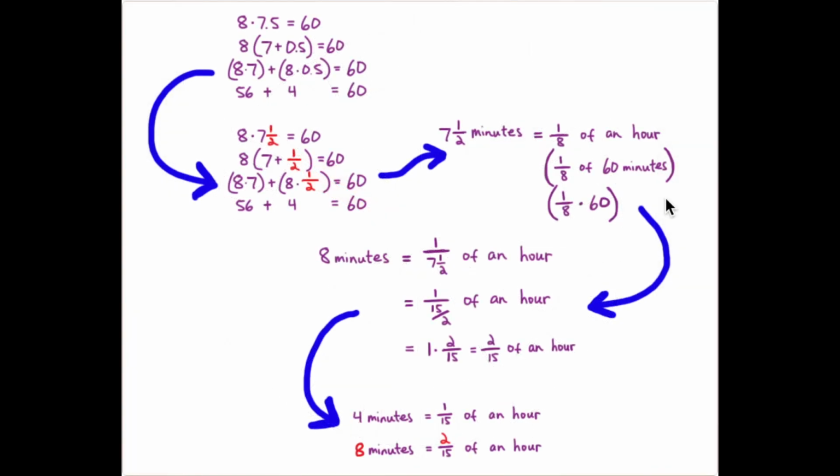It also means that 8 minutes is 1 out of 7.5 parts of an hour. Well, 1 over 7.5 is the same as 1 over 15 halves of an hour. And 1 over 15 halves of an hour is equal to 2/15ths of an hour. And that makes sense because we saw earlier that 4 minutes was 1/15 of an hour. Well, 2 times that 4 minutes, or 8 minutes, is going to be 2/15 of an hour, and so on.